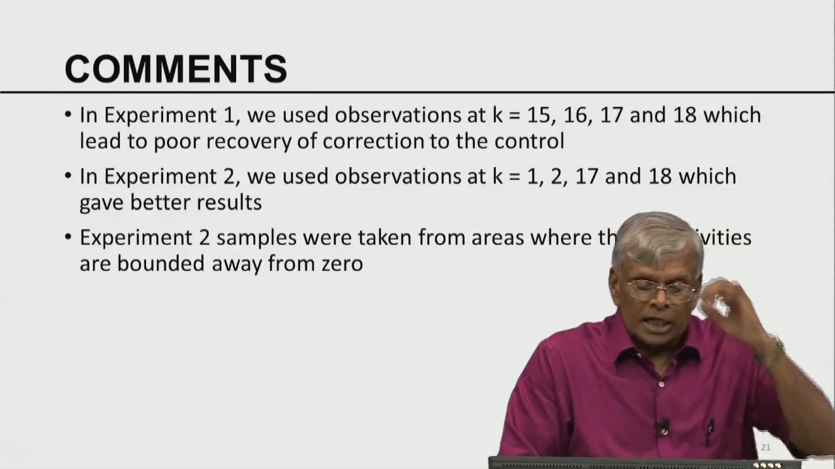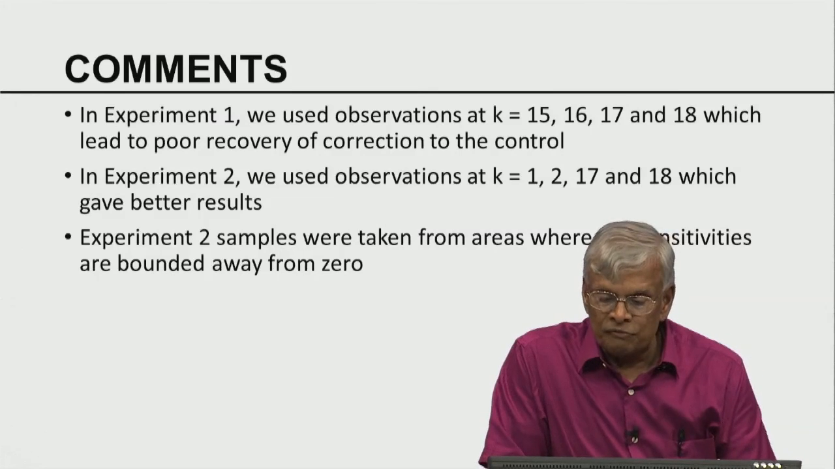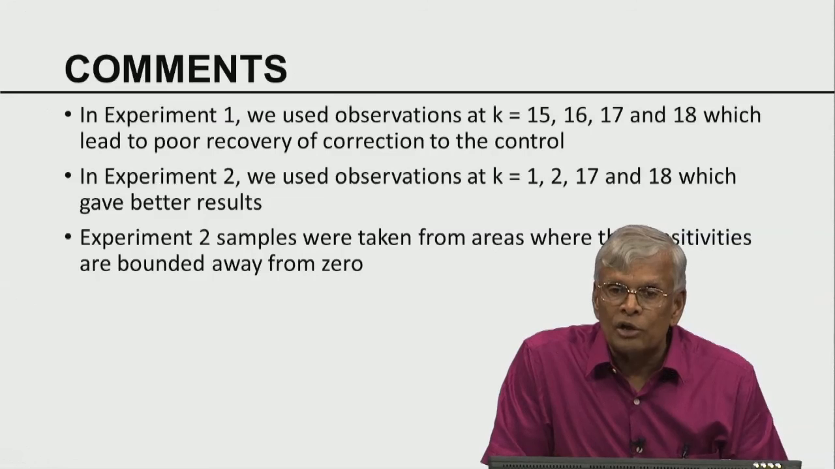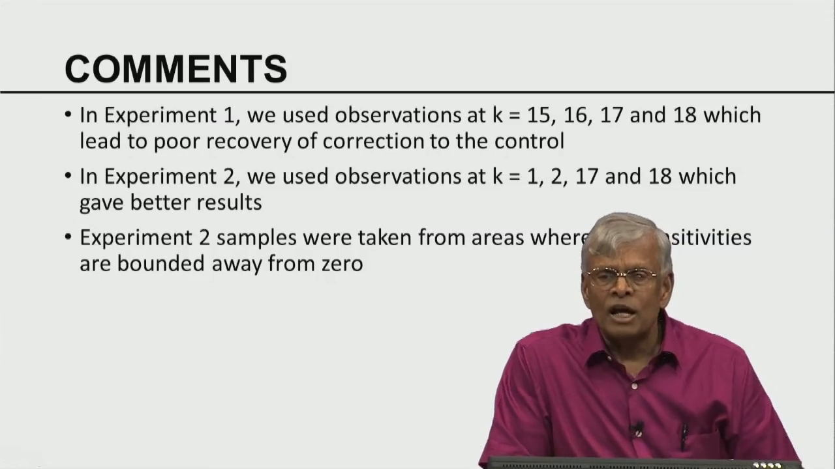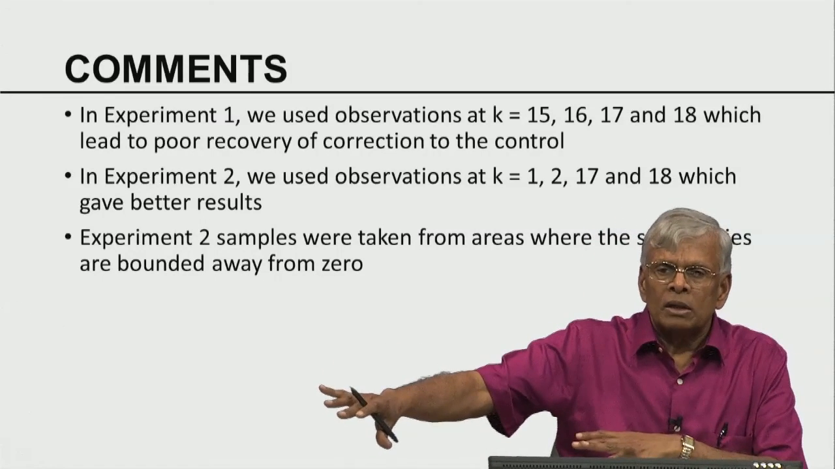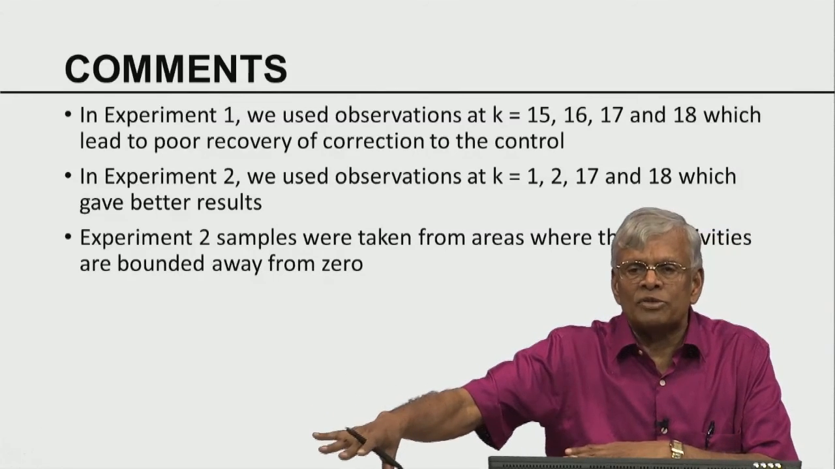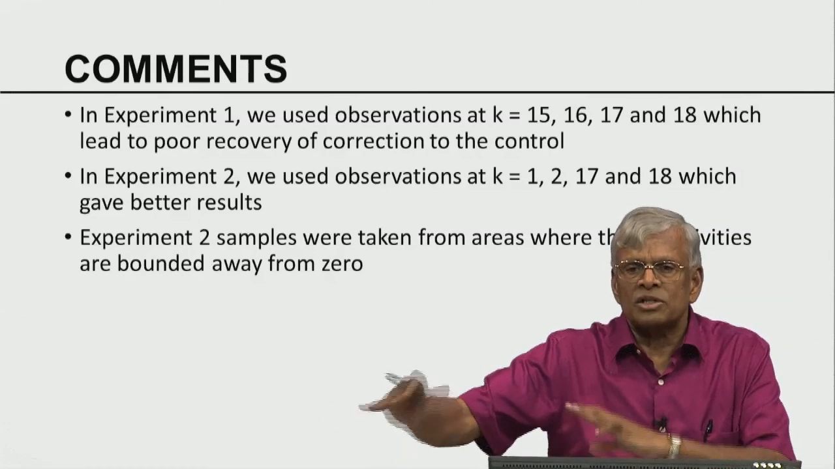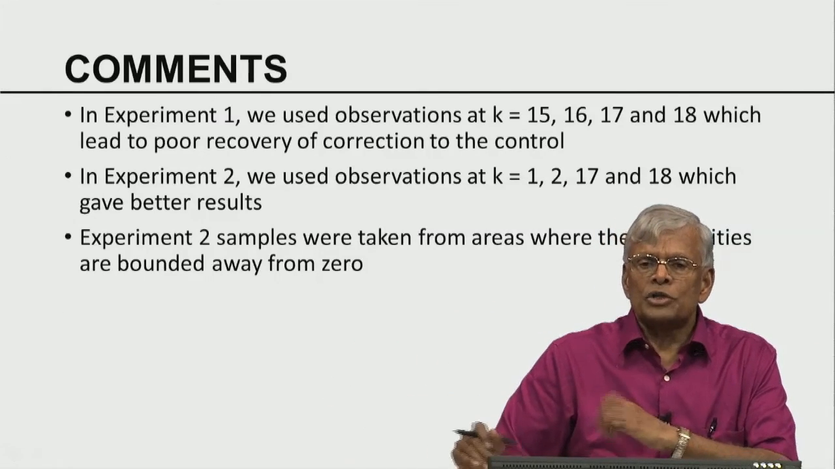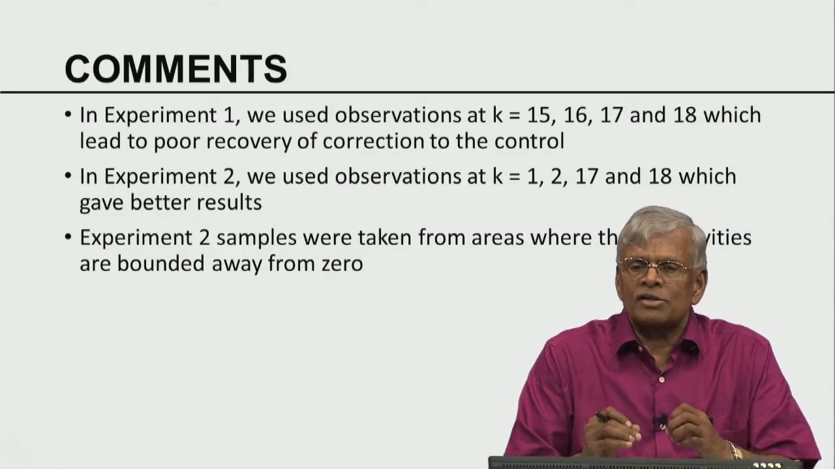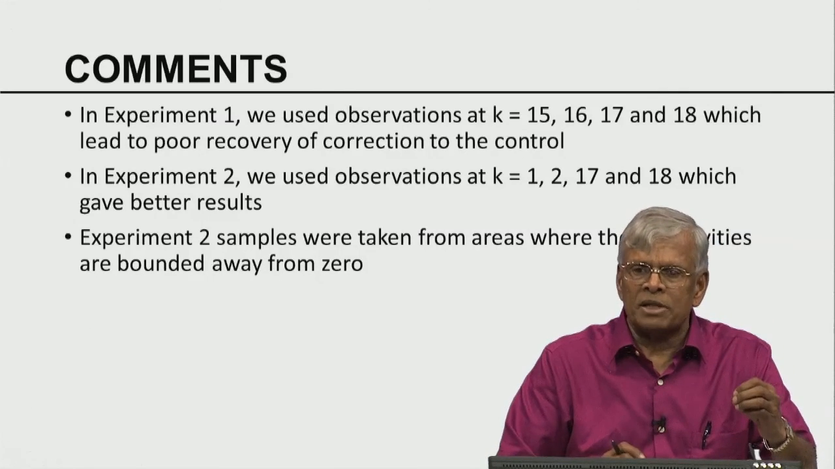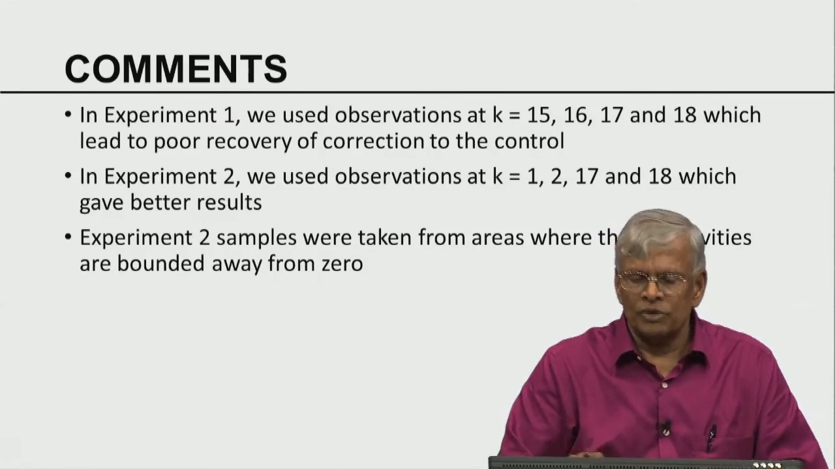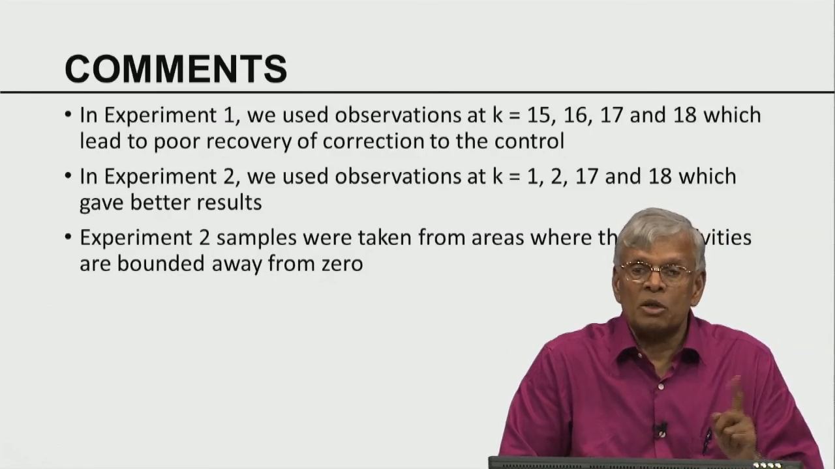So comments: in experiment 1, we used observations at 15, 16, 17, 18, which led to the poor recovery of the correction to the control. This is largely because at a later time, the only sensitivity that is bounded away from 0 was the boundary condition sensitivity. Initial condition sensitivity and the parameter sensitivity have already died down to 0. So we will have greater difficulty in recovering the initial conditions and the parameters if you put all the observations where these two sensitivities are close to 0. That's the moral of the story from experiment 1.